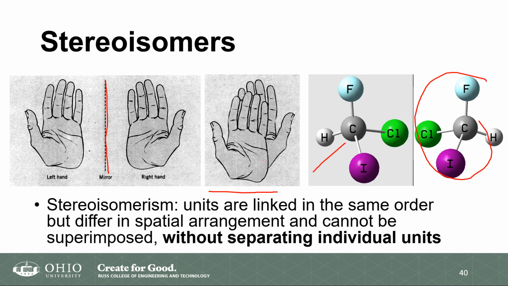So for instance, if you were to look at this, the only way your left and your right hand can be superimposed on each other is if you were basically to rearrange your fingers, which we do not want you to do. Okay, don't try that at home. But basically that's the idea here. The only way to get these to line up exactly on top of each other is to separate the individual units and break some bonds.